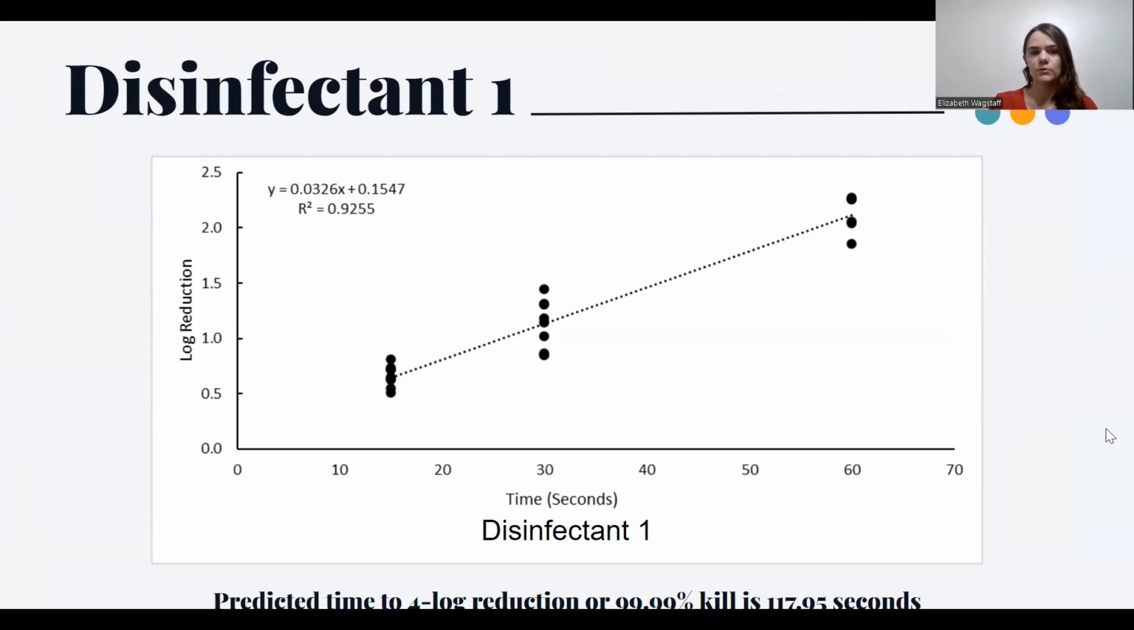And in that time, we were able to generate a prediction curve to predict where it would reach a 4 log reduction or 99.99% kill, which is what is necessary for significant disinfectant products by the CDC. And for disinfectant 1, it's predicted that for 4 log reduction, it would be 117.95 seconds, approximately total kill.